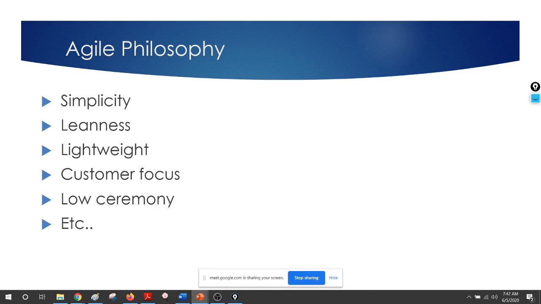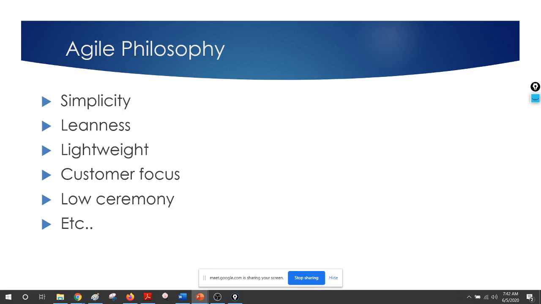Like we don't spend time and money for unnecessary things. Lightweight. Don't make things very heavy, right? So your frame, your software product also, your UI also, it has the minimum things. So that is called lightweight, right?